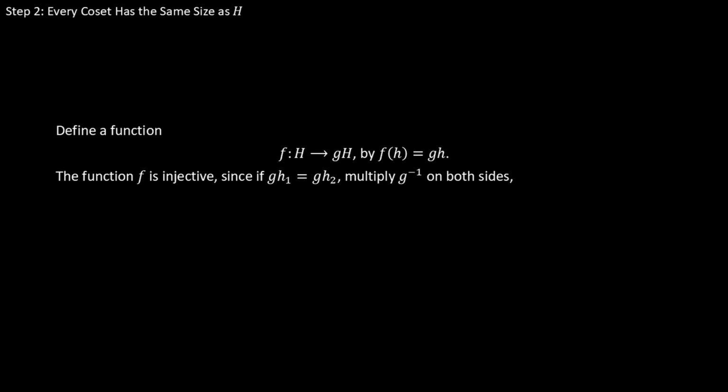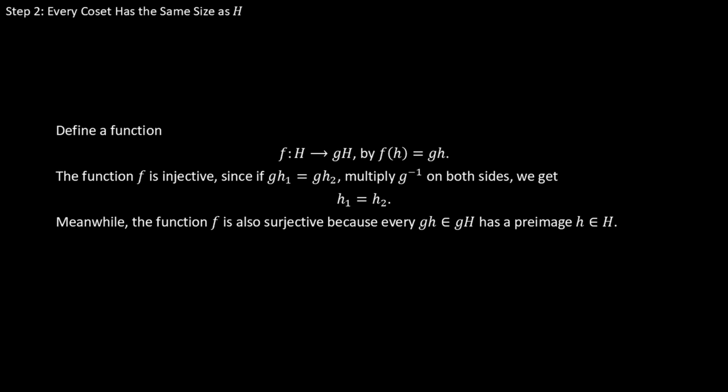Define a function f from H to gH by f(h) equals gh. The function f is injective, since if gh1 equals gh2, multiplying g inverse on both sides, we get h1 equals h2. Meanwhile, the function f is also surjective because every gh in gH has a pre-image h in H. Thus, the function is bijective, which implies the order of gH equals the order of H.